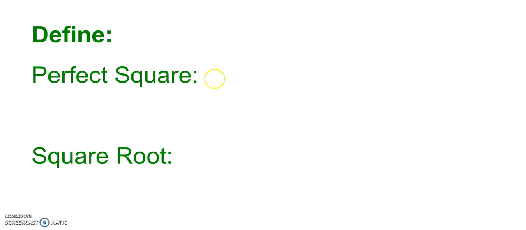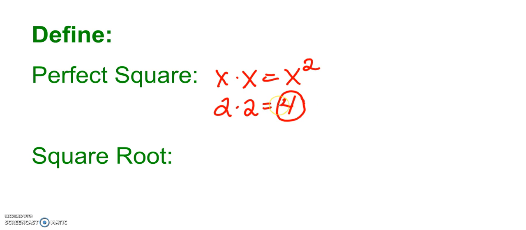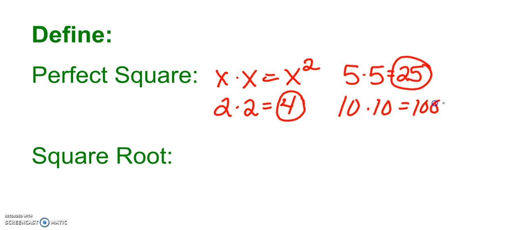A perfect square is when you have a number times by itself. That answer is a perfect square. So if I have x times x, we write that as x squared. That's a perfect square. If we do it in number form, we have 2 times 2 equals 4. 4 is a perfect square. 5 times 5 equals 25. 25 is a perfect square. 10 times 10 equals 100. 100 is a perfect square. A perfect square is a number that has something times itself will give you that number.